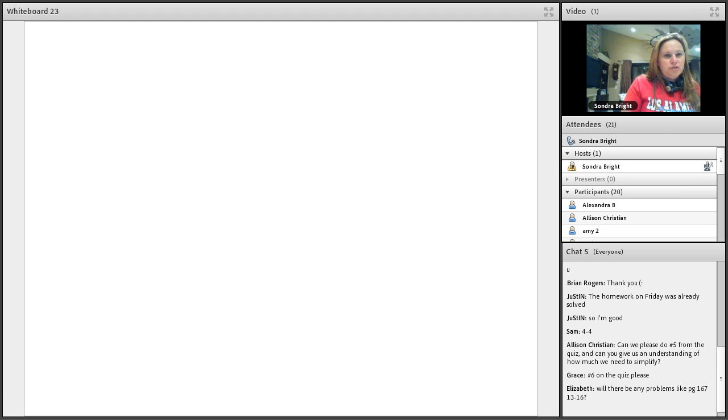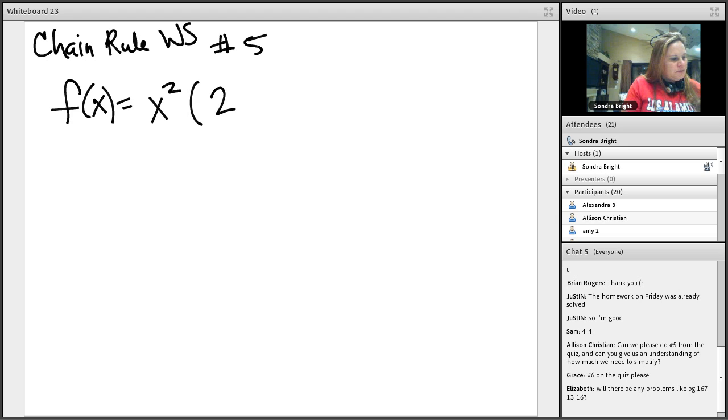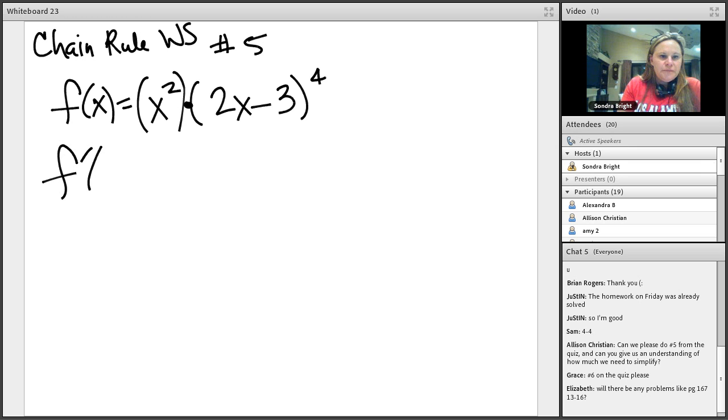So this is chain rule extra practice, number 5. It says f of x is equal to x squared times 2x minus 3 to the 4th power. All right, so this is product rule, right? I know there's no parentheses around it, but it's like x squared times. So the derivative will be derivative of the first, so derivative of x squared is 2x, and then leave the second guy alone.